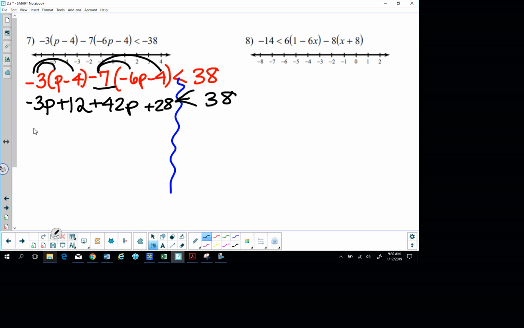Next step, we combine like terms. So I could see this guy's in the P family, and I'm not going to forget about its lunch tray. And this guy's in the P family. What is negative 3 plus 42? 39. So I'm going to rewrite 39p. Then let's look at the constants, the numbers by itself. So I have 12 plus 28, and what do you end up getting? 40.